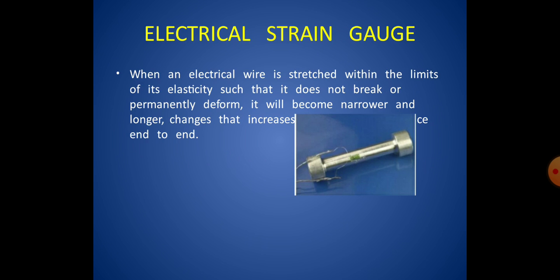Then the wire becomes narrower and longer, and that increases the resistance from end to end. That is the electrical strain gauge principle.